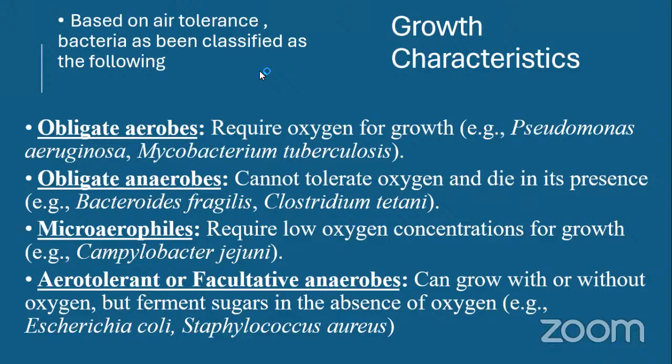We also have obligate anaerobes. Obligate anaerobes do not tolerate oxygen. They could die in the presence of oxygen. An example is Bacteroides fragilis, which can be found in the guts. We also have Clostridium tetani, which can cause tetanus, a wound infection. These are obligate anaerobes. Another species of Clostridium called Clostridium botulinum is also responsible for food poisoning.